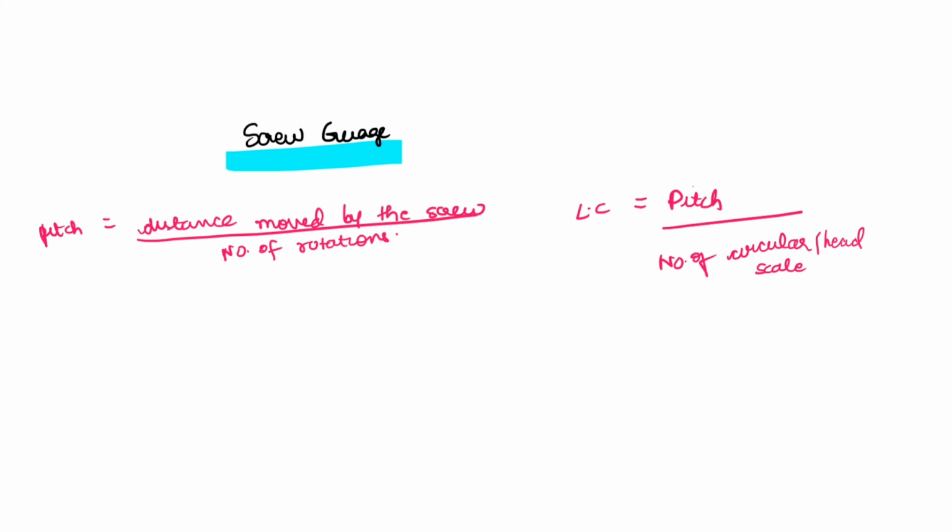Then again, if you want to find out the readings, the length of the object measured, it's the same as that which we saw in vernier caliper. Main scale reading plus, here instead of vernier scale reading, you have to do circular scale reading into least count, minus the error, whether it's positive error or negative error, you have to always do minus the error. So we will discuss few problems so that these two formulas will get into your mind easily.